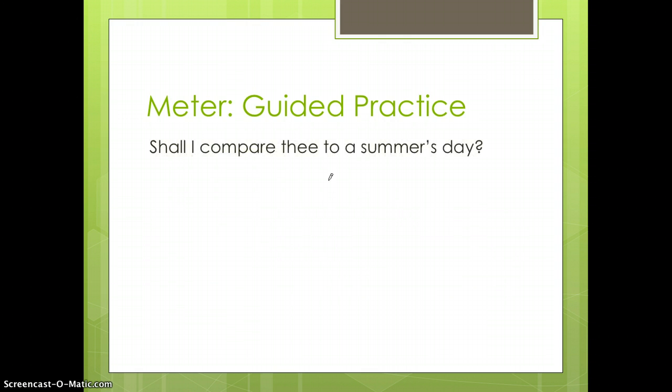If you have a line like this, it says, "Shall I compare thee to a summer's day?" When you're looking at meter, you're listening for stressed and unstressed syllables.